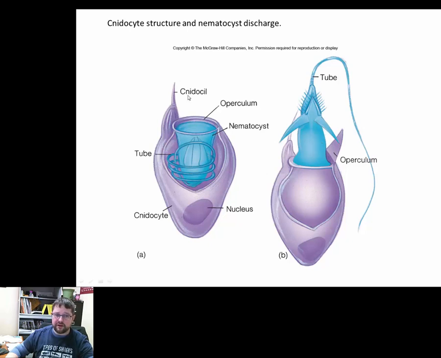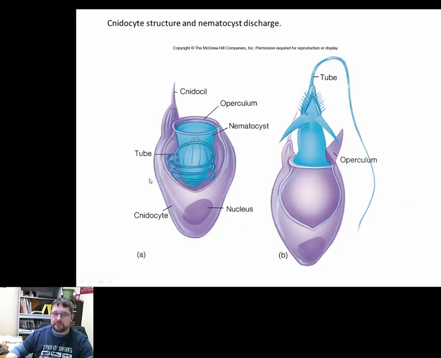A lot of them will have what we call cnidocils, which is kind of like this hair trigger that when it's brushed, it fires the nematocyst into whatever brushed up against it. And so a lot of Cnidarians will utilize this for feeding purposes, but they also use it for defensive purposes. And you might have a different structure for feeding versus defense.